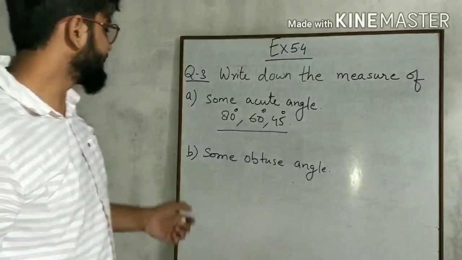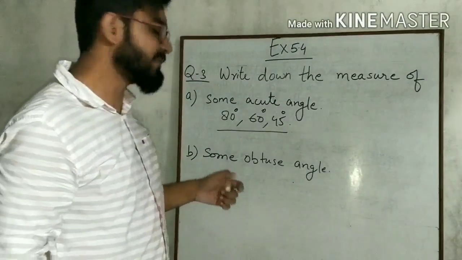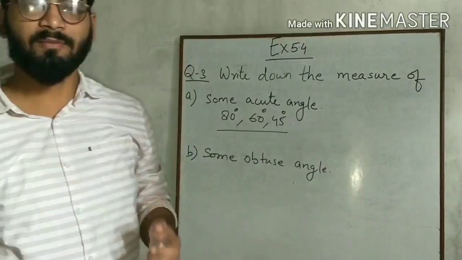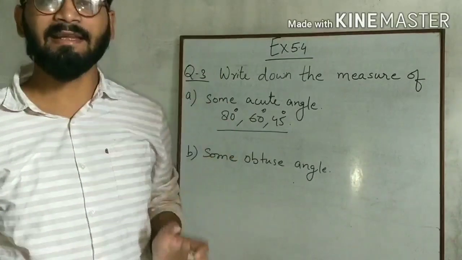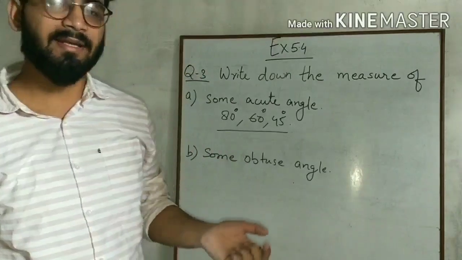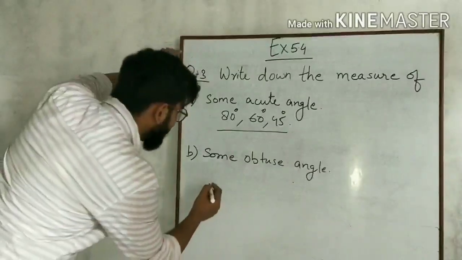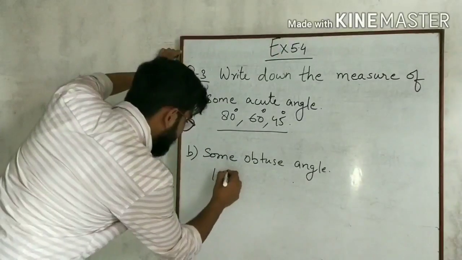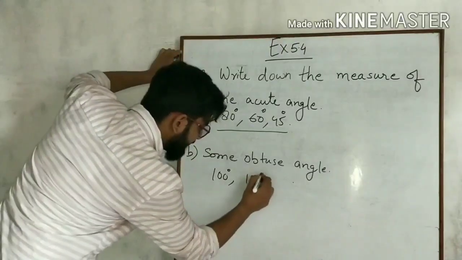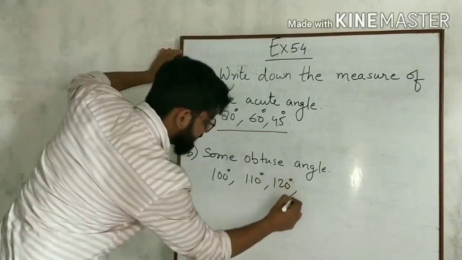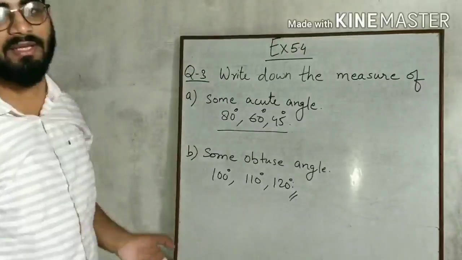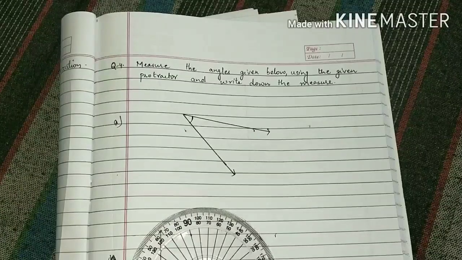Okay. Now the B part is write down the measure of some obtuse angle. We know what an obtuse angle is. An angle which is greater than 90 degrees but less than 180 degrees. So the measure of an obtuse angle may be 100 degrees, 110 degrees, 120 degrees. They all are obtuse angles. Okay. Now we are going to do the fourth question.